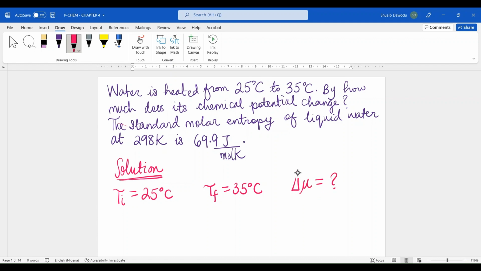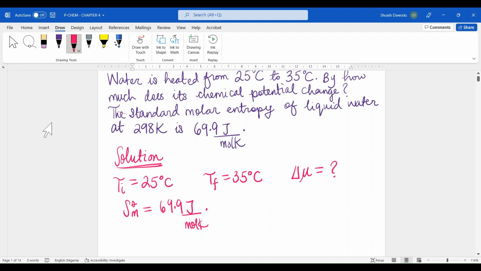They told us all of this information, but they also mentioned that the standard molar entropy of liquid water is 69.9 joule per mole Kelvin at 298 Kelvin temperature. So basically, they want us to find this.